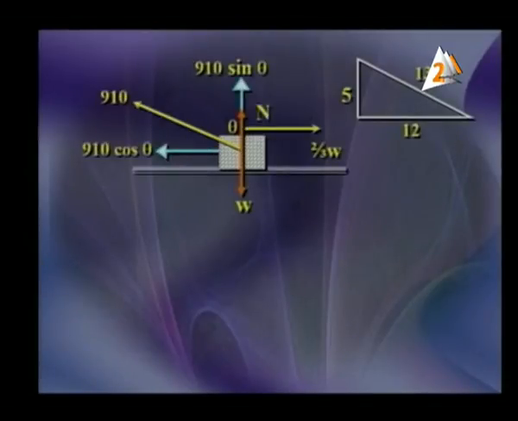As you see in the figure, we draw a right angle triangle and sine theta equals 5 over 13, cosine theta 12 over 13, tan theta 5 over 12, and we put a body on a horizontal level, so its weight is W downwards, and 910 is resolved into two components: up 910 sine theta and horizontally 910 cosine theta, and to the right we draw 2 over 3 W and vertically N.